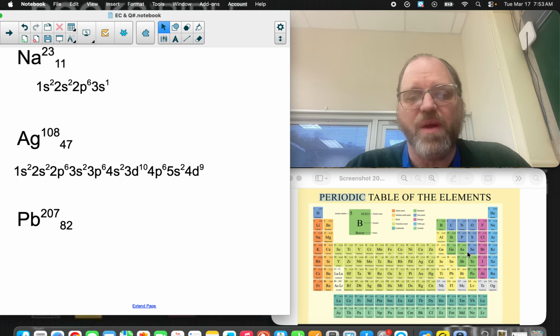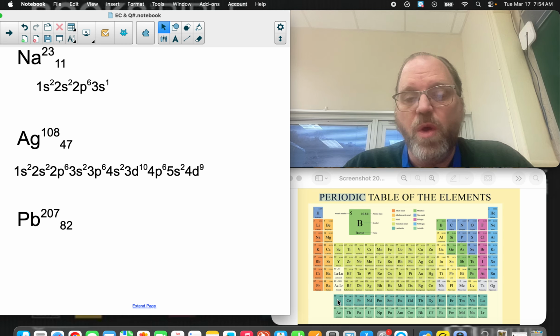4p6. Sorry about that. Rubidium, strontium, 5s2. Indium through cadmium, 4d10. Indium through xenon, 5p6. Cesium, barium, 6s2. Lanthanum, 5d1. Now we're going to drop down here.